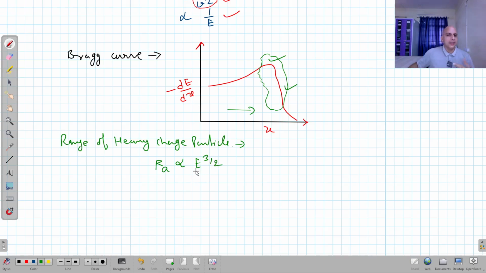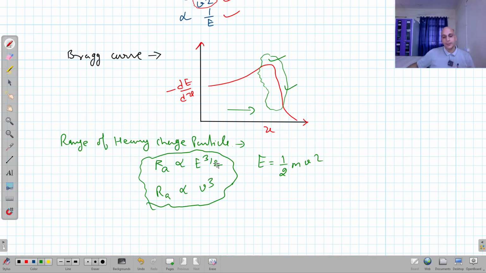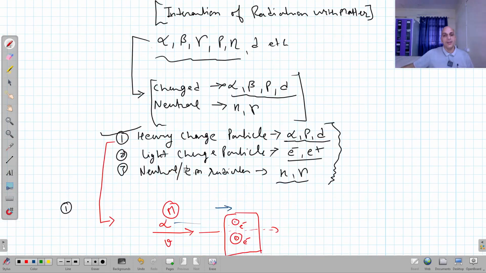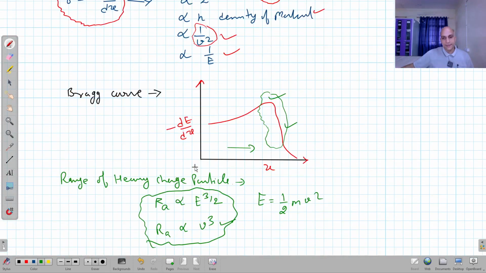We know the energy and velocity relation. Energy of the alpha particle, if we ignore potential energy, is half mv square. So if I put it here, you can say R alpha is directly proportional to v cube. So we have to remember these two relations also. Range of heavy charge particle is directly proportional to E power 3 by 2, and it is directly proportional to the cube of velocity. So this was the interaction of heavy charge particles. Now I am coming to the second part, the interaction of light charge particles.